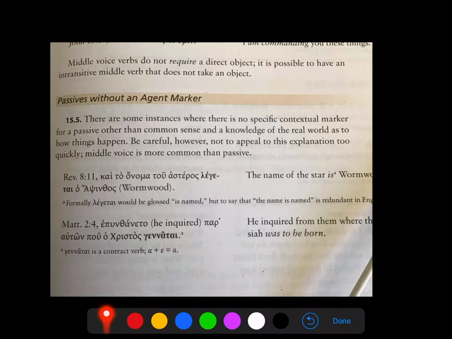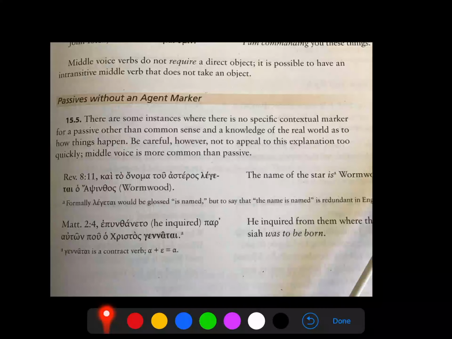And look here. Here's this in your book, passives without an agent marker. So there are some passives that obviously don't have an agent marker, and the context would have to supply who that is. Okay, so not all passives are going to explicitly tell you who's actually doing it in that sentence. Sometimes you get context, or sometimes it's just, the emphasis is not at all on an active agent who's doing it.